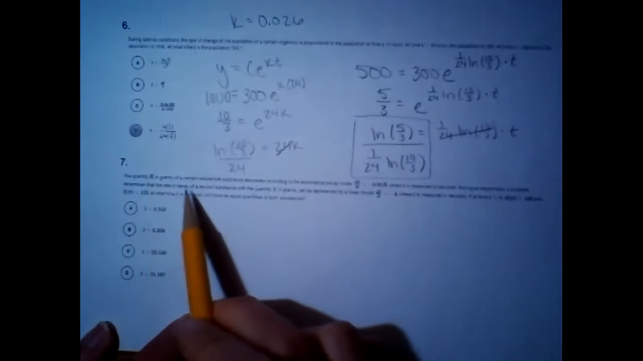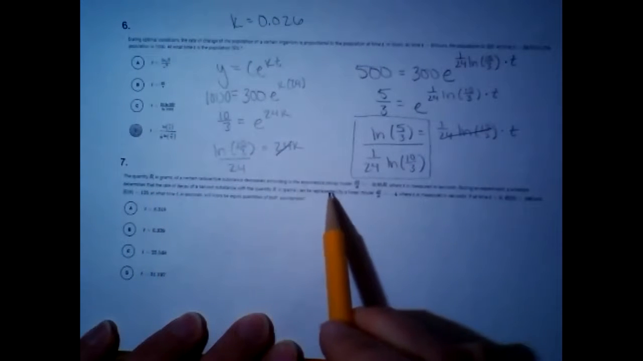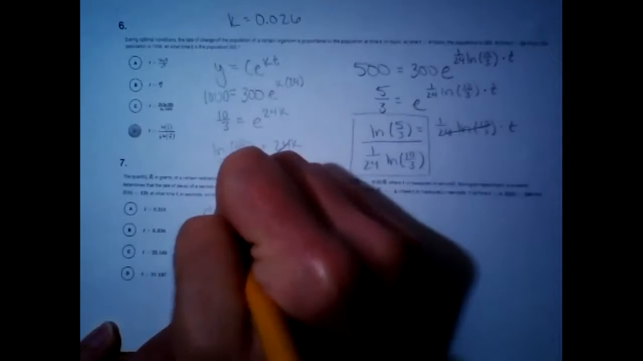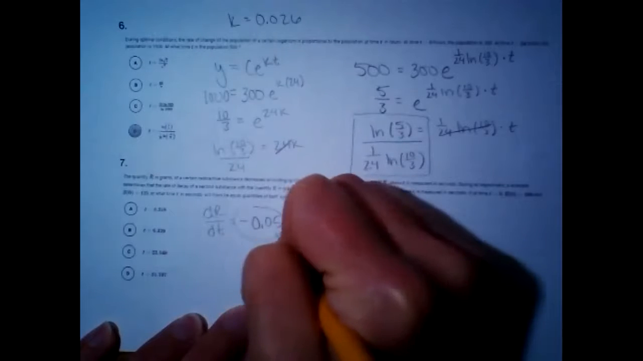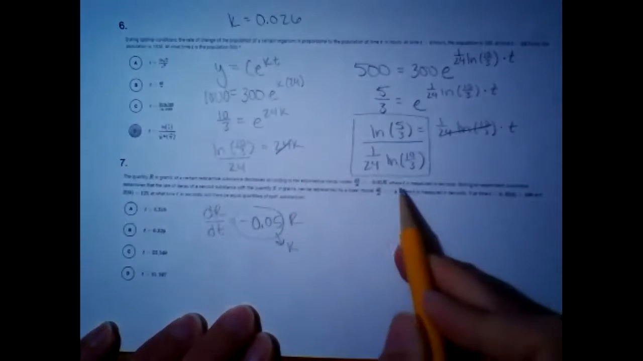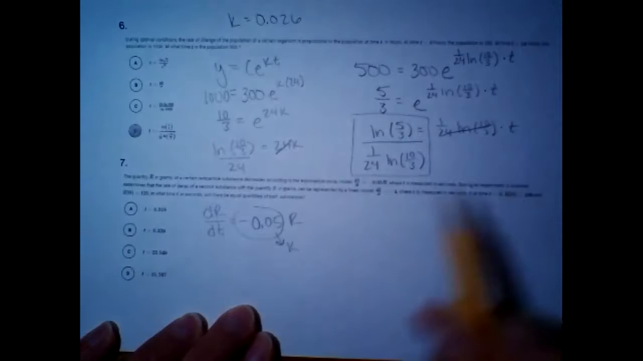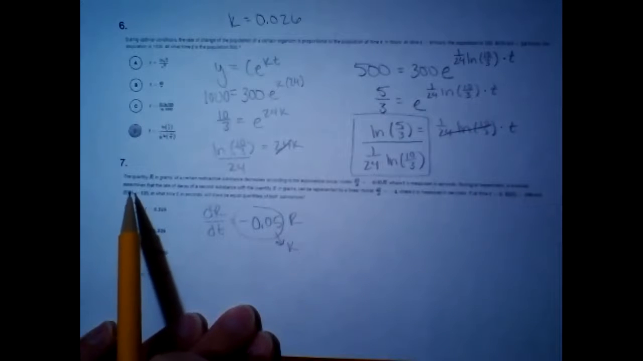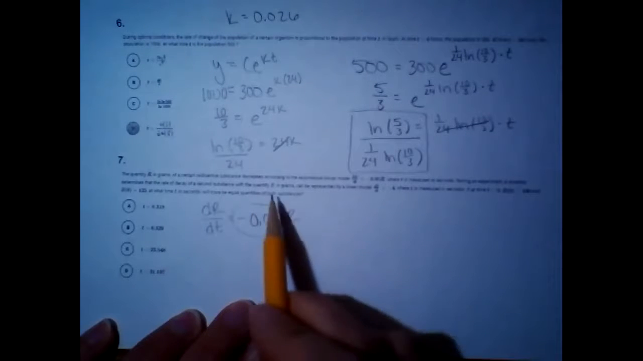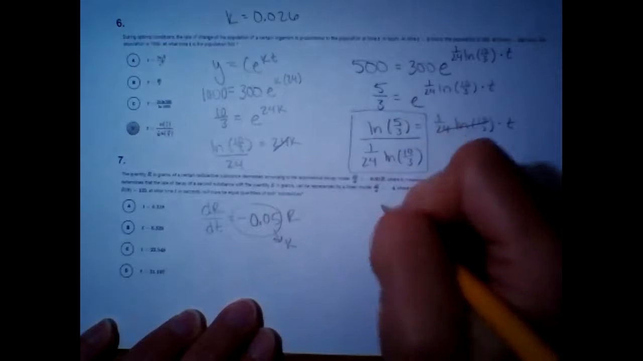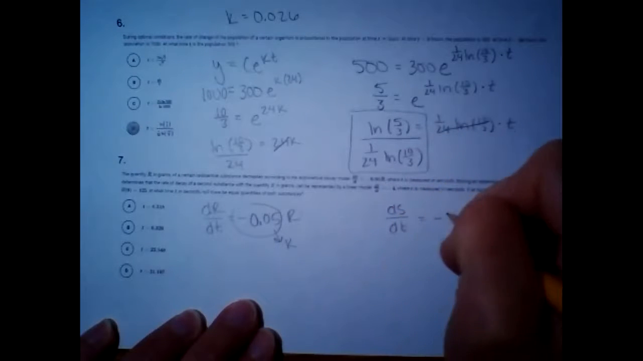All right, last one. The quantity R in grams of a certain radioactive substance decreases according to the decay model. Let me write that a little bit better. dR/dt equals negative 0.05 R. So this is K. That is our K value that they're telling us there. Time is measured in seconds. During an experiment, a scientist determines that the rate of decay of a second substance, which we're going to call quantity S, we're going to compare these two things. We have R and then we have S, is represented by a linear model, dS/dt equals -4.